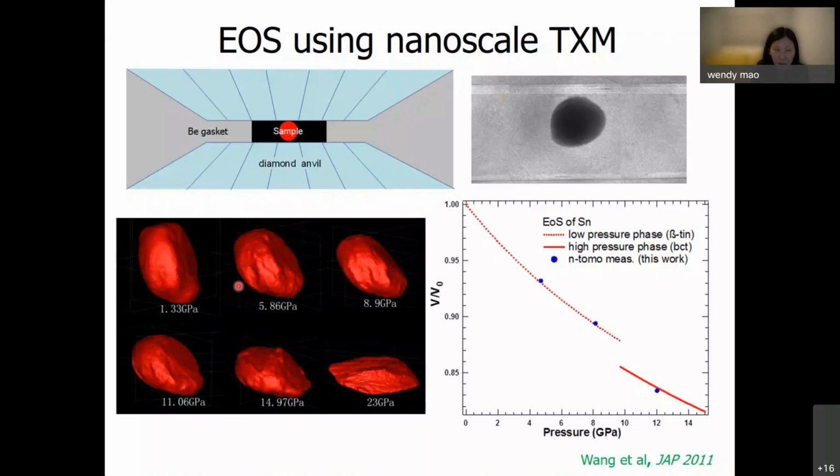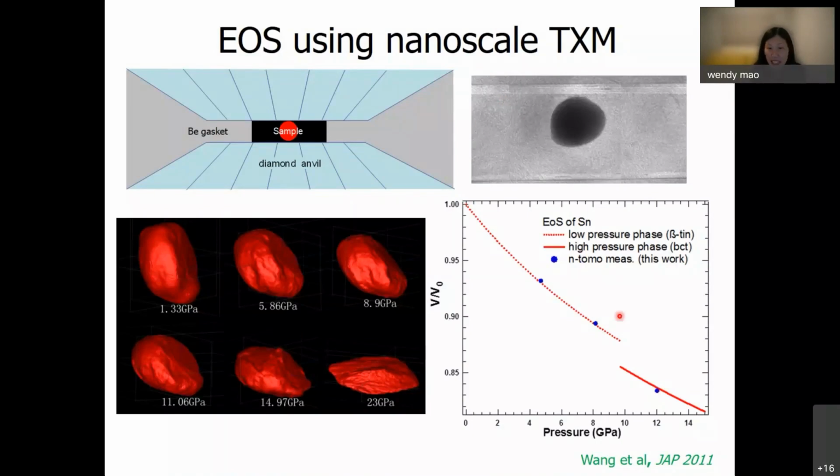And then on the right here, I plotted in red the results from X-ray diffraction for the low pressure beta tin structured phase, and then also for the high pressure body-centered tetragonal phase. And the blue dots are from the tomography results. The main thing to note here is that the tomography is very consistent with the X-ray diffraction. So great, we benchmarked that this works.